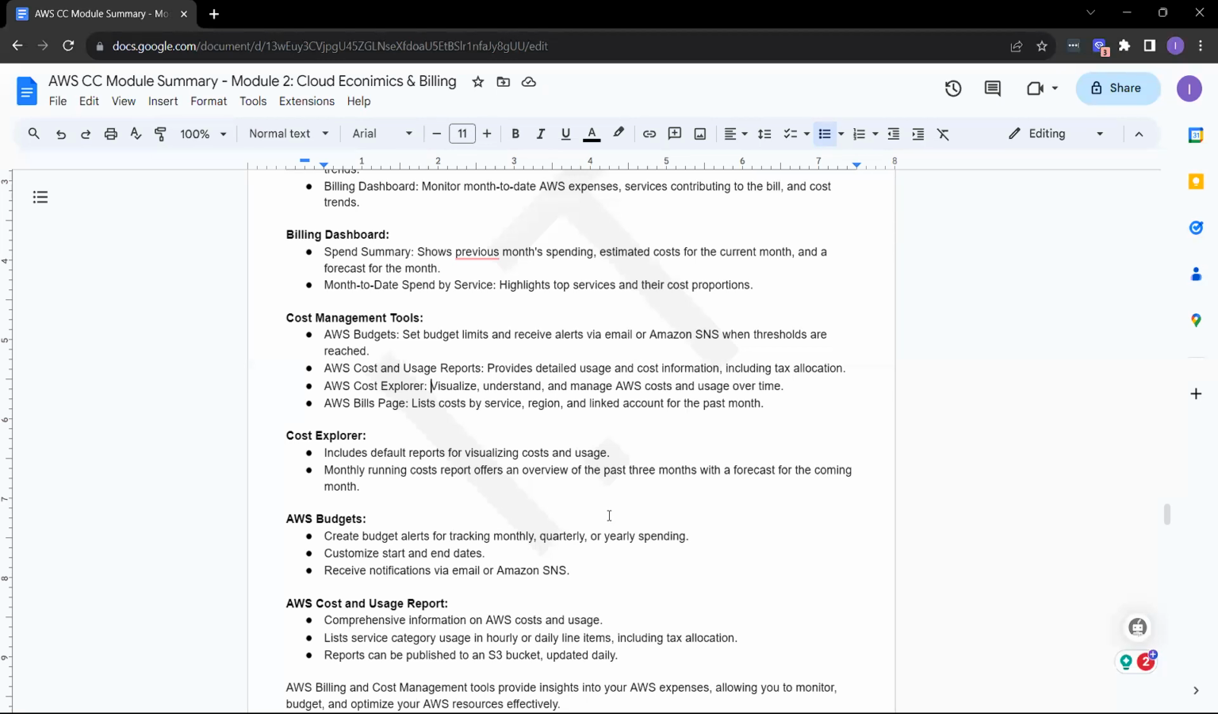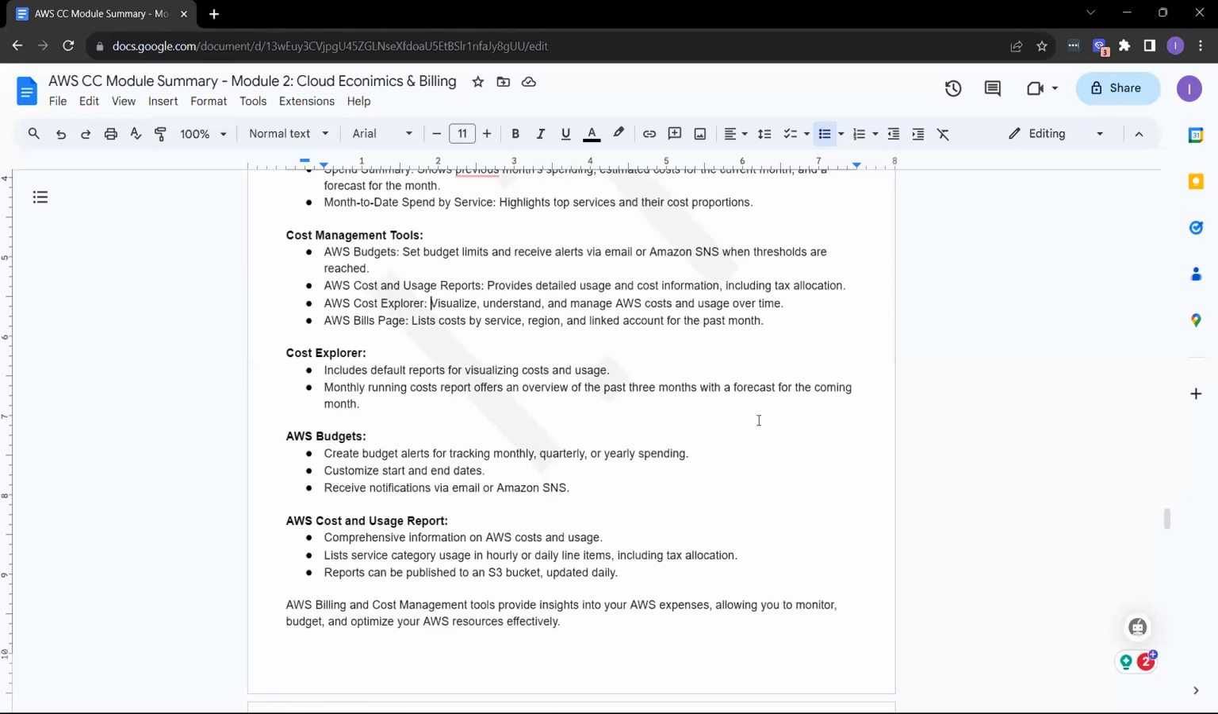So if you budgeted for 100 and by 15 days you have already used 80, then you can set the alerts so that, okay, if my spending reaches 80 in this period of time, just alert me that I might overuse my budget. So you are able to receive notifications via the Amazon Simple Notification Service, that's Amazon SNS.